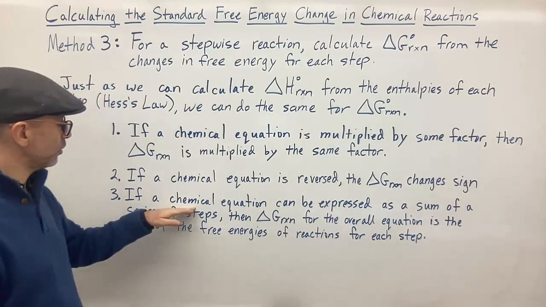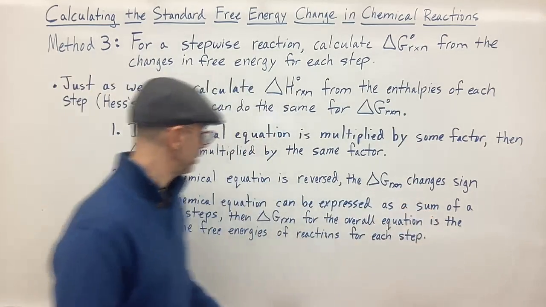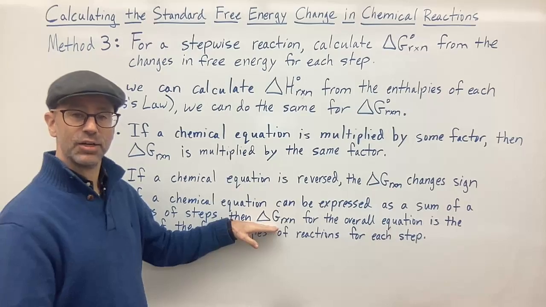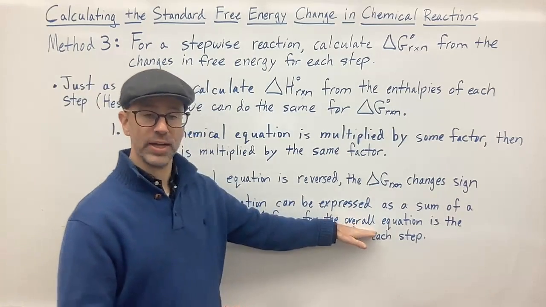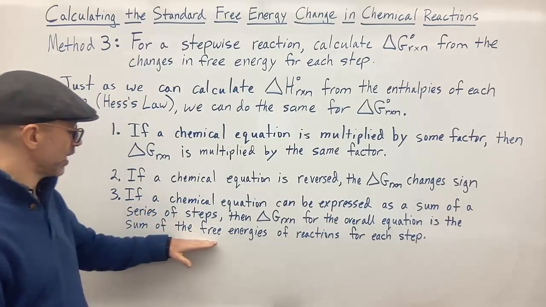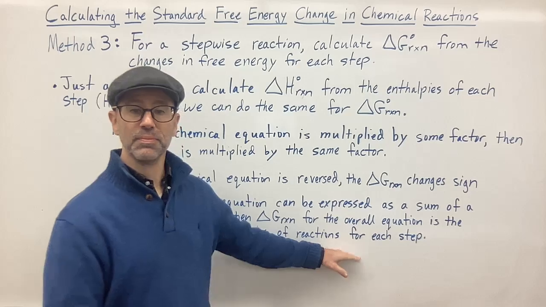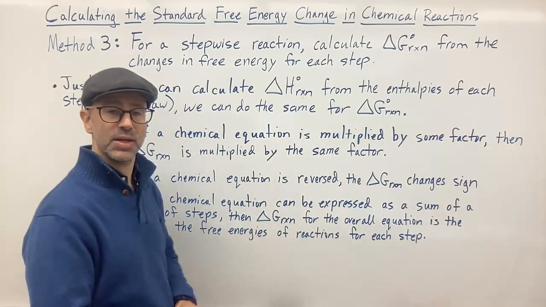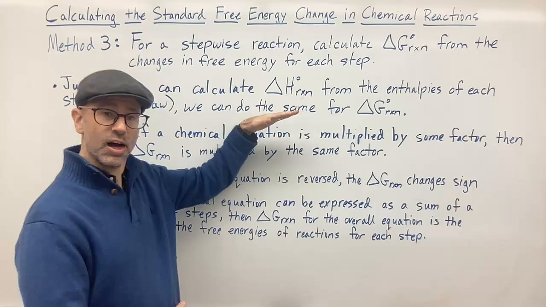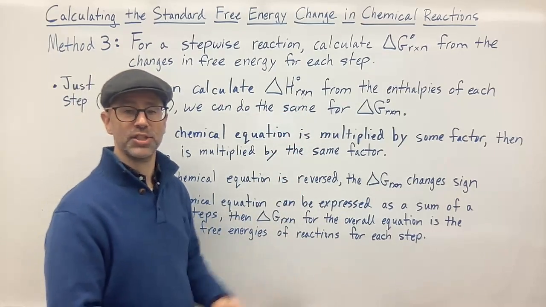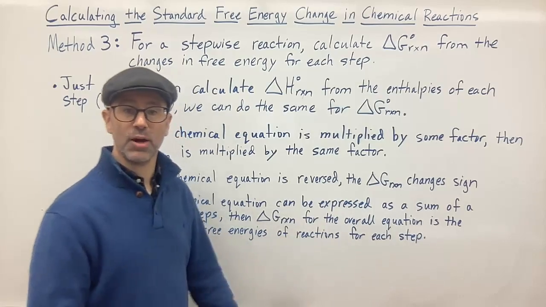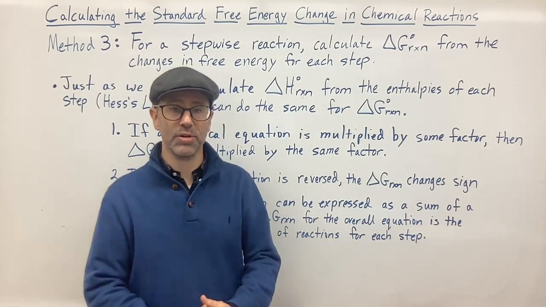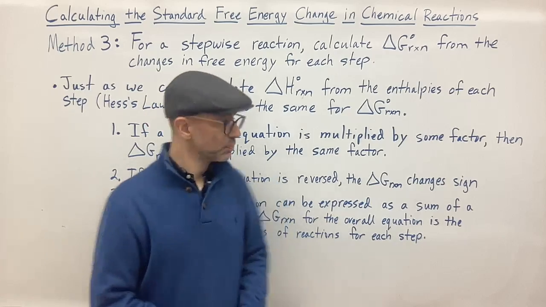And third, if a chemical equation can be expressed as a sum of a series of steps of other equations, then the delta G, or the free energy change of the reaction for the overall equation, is going to be the sum of the free energy changes of the reactions for each step. So if you have a bunch of reactions that are steps that add up to a final reaction, then the free energy changes of the individual steps will add up to the free energy change of the overall reaction that you get from adding those reactions together. So that's the third method. And in another video, I will show you how you can use that third method. But this is the third method according to what I have discussed.